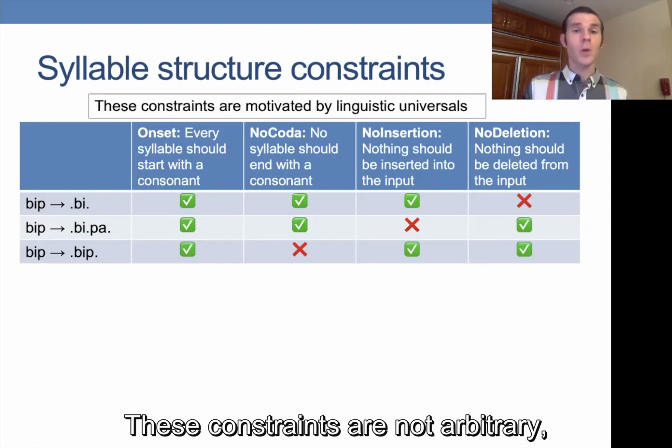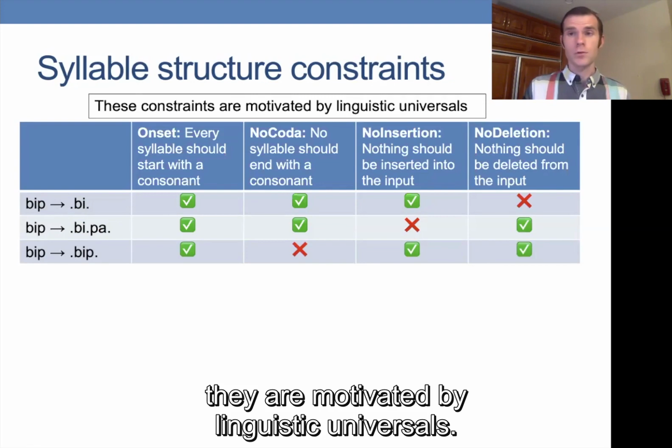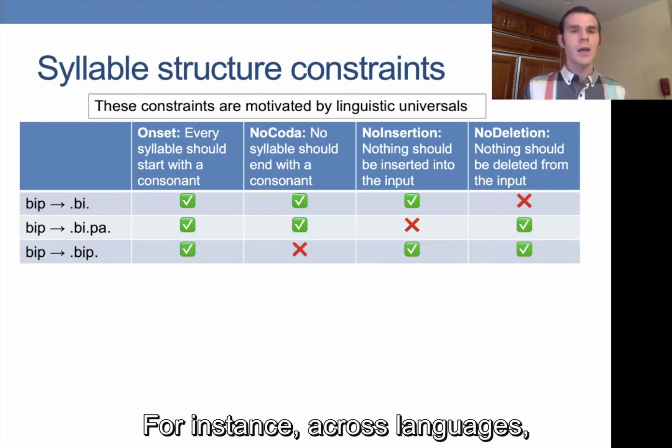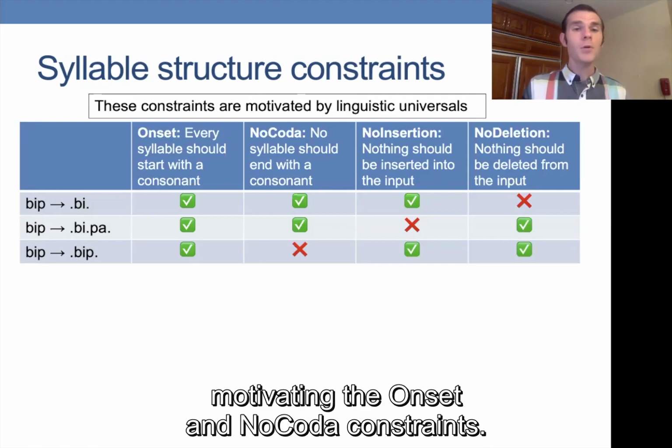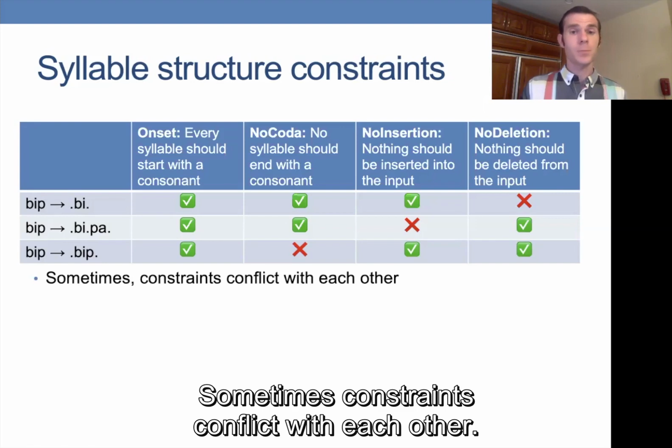These constraints are not arbitrary. They are motivated by linguistic universals. For instance, across languages, there's a preference for syllables that begin with consonants but do not end with consonants, motivating the onset and no coda constraints. Sometimes constraints conflict with each other.